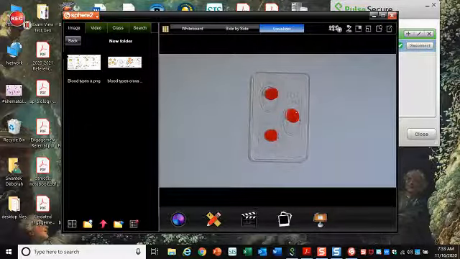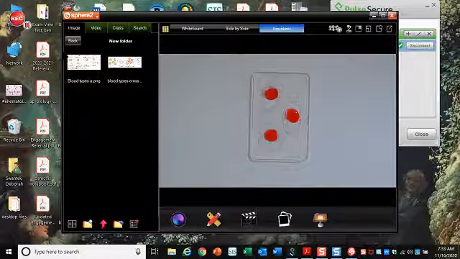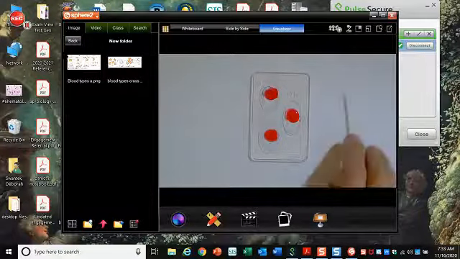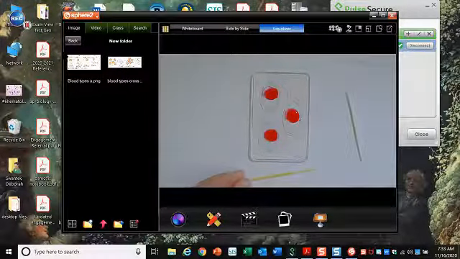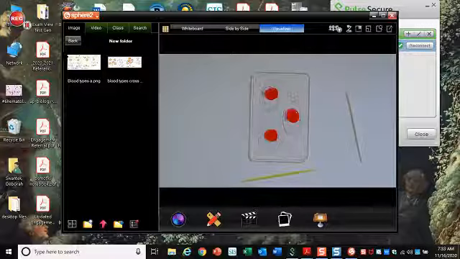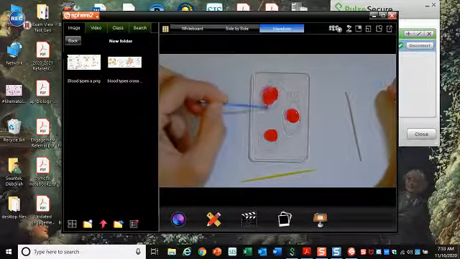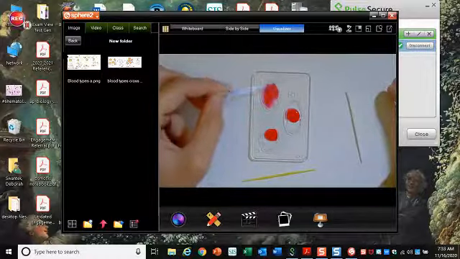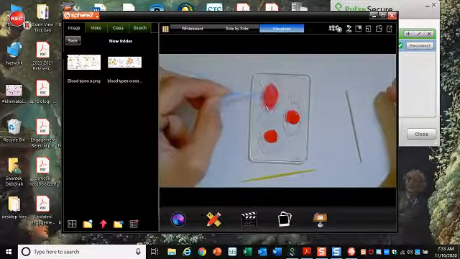Now I want to give this some time for the agglutination reaction to happen. And I'm also going to help the agglutination reaction by mixing my blood with my antibody. I have different colored toothpicks to make sure that I don't accidentally cross-contaminate my blood samples. So I'm going to mix this, and what I'm looking for is if I can see some clumping of the red blood cells.